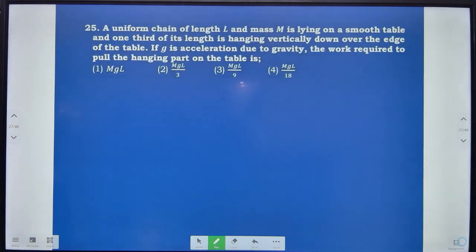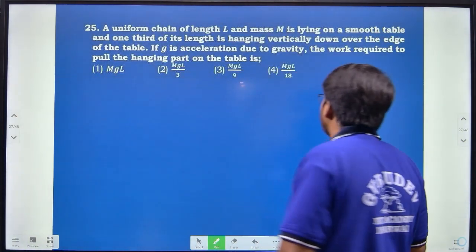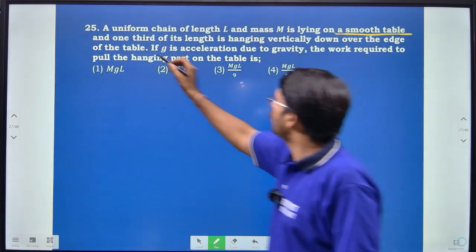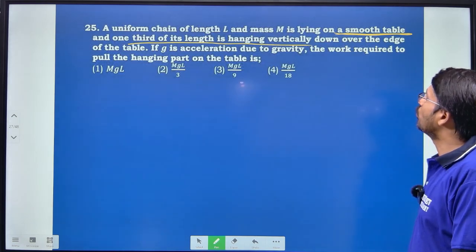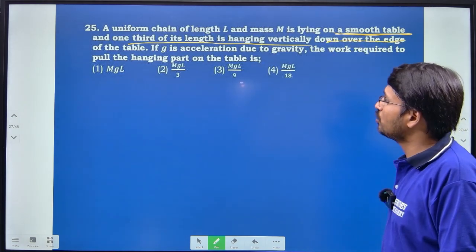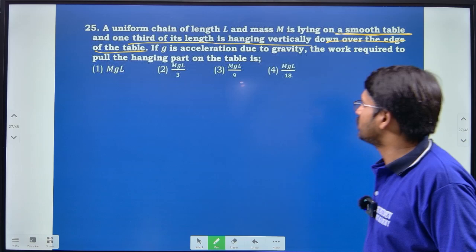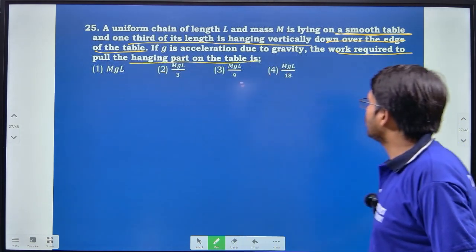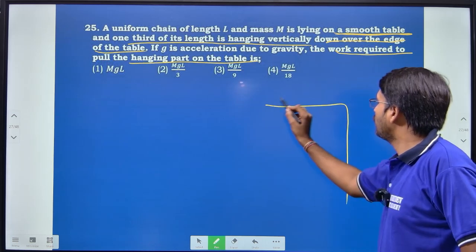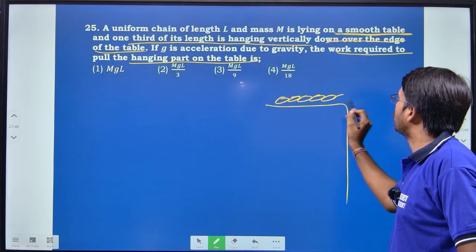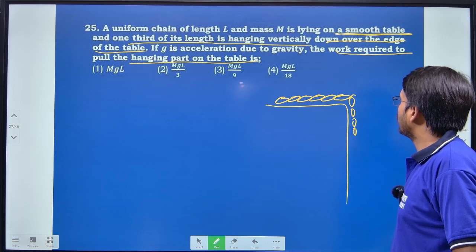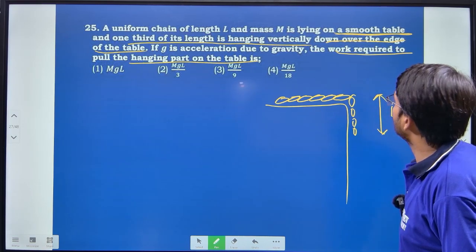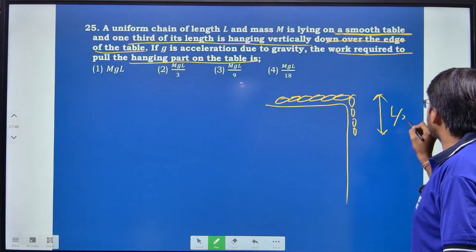Next, a uniform chain of length L and mass m is lying on a smooth table. If 1/3 of its length is hanging vertically down over the edge of the table, then find the work required to pull the hanging part onto the table. So here we have a chain. Look at this carefully, this is an interesting one. What is the length they have mentioned here? That is 1/3 of its length, so that is L by 3.